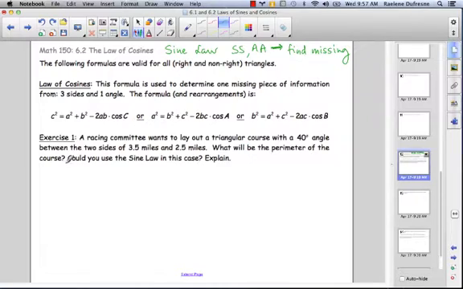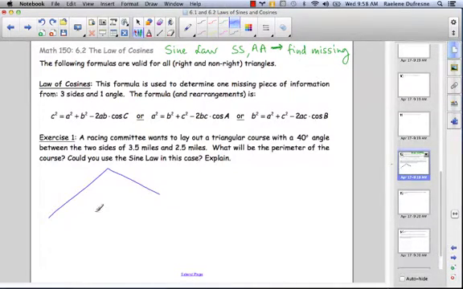We're going to use the cosine law to try exercise 1. A racing committee wants to lay out a triangular course with a 40-degree angle between the two sides of 3.5 miles and 2.5 miles. What will be the perimeter of the course? Could you use the sine law in this case? Explain. Well, let's draw a triangle.